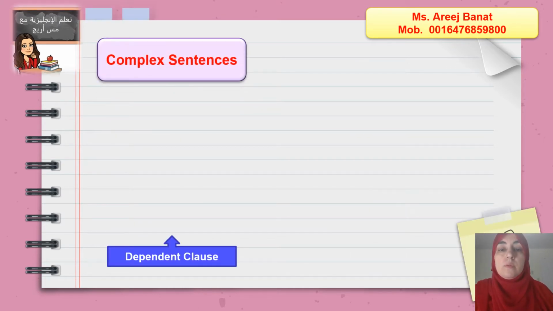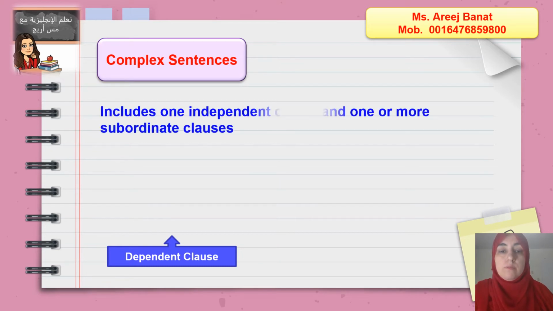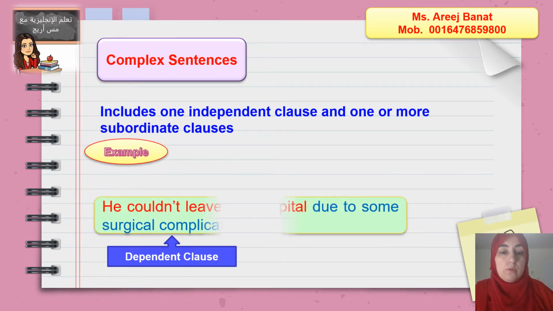The second type is called complex sentence. Now, a complex sentence includes one independent clause and one or more subordinate clauses. Now, we're going to talk about this in a minute. Let's have a look at this example and then I'm going to explain to you. As you can see here, he couldn't leave the hospital due to some surgical complications.